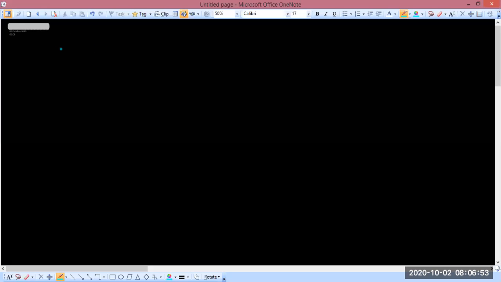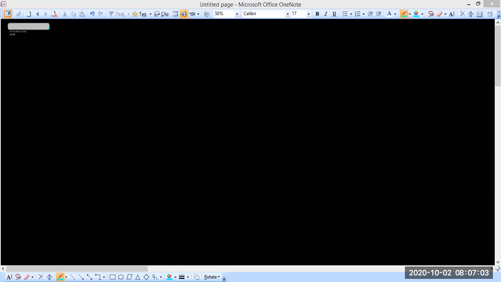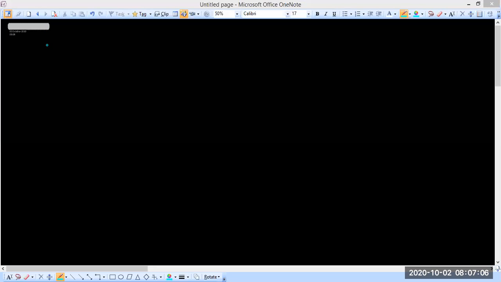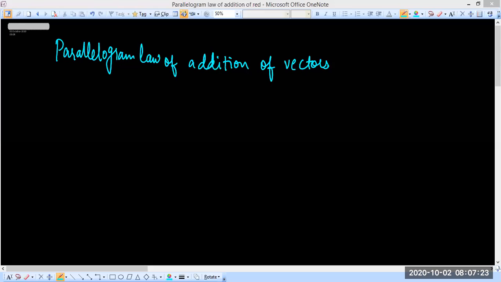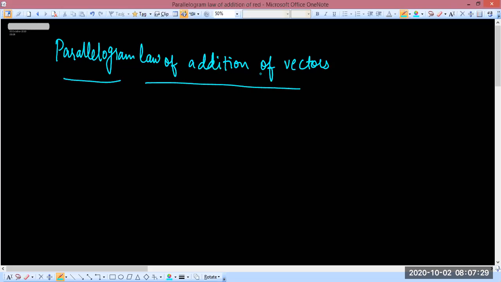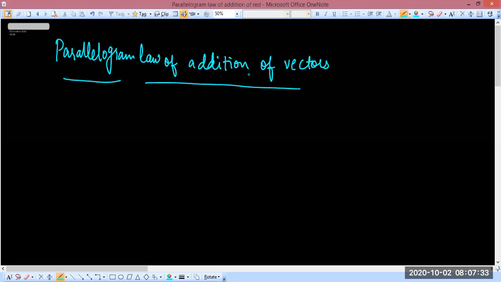Now let's go to another way of addition or another law of addition. Now we are going to talk about another law of addition. And that law is parallelogram law of addition of vectors. Okay, that law is parallelogram law of addition of vectors. So earlier we have seen triangle law of addition, triangle law of subtraction. Now it's time for another law, parallelogram law of addition.